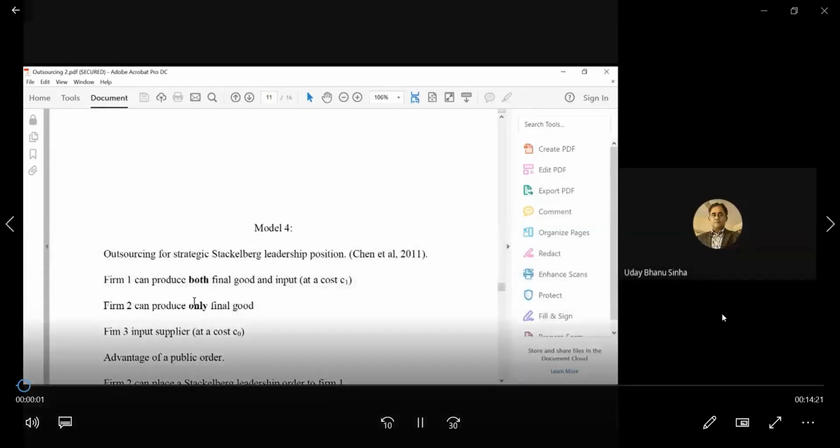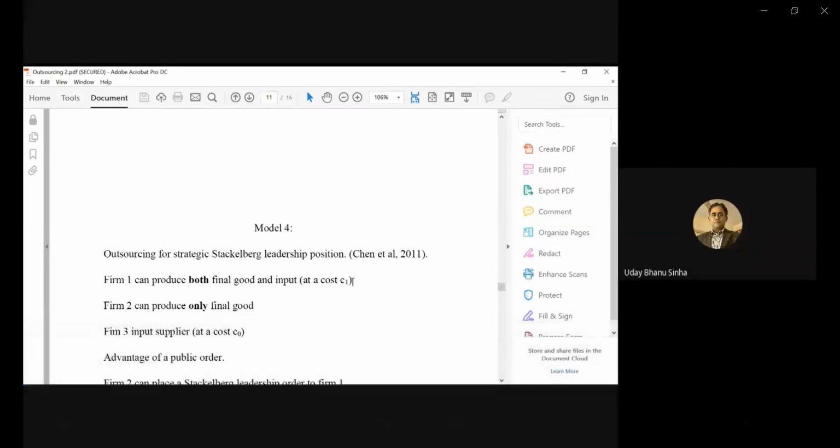So now model 4 is a slight variant of the earlier models in the following manner. Farm 1 has the ability to produce both final good and input at a cost C1. That's its marginal cost of production of input. Farm 2 can produce only final good.